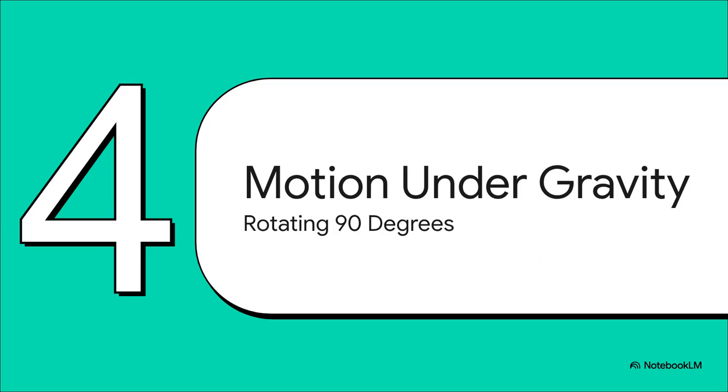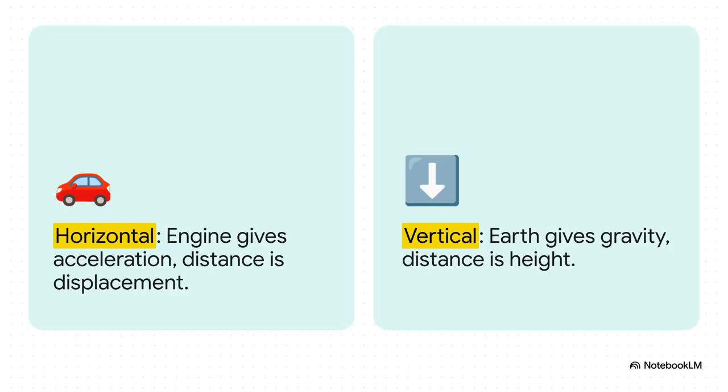All right, section 4, motion under gravity. Now I want you to prepare for what I call the turn. We're going to rotate our entire mathematical perspective 90 degrees and face the sky. So here is the absolutely crucial point. Our master equations do not change at all, not one bit. The only thing that shifts are the specific variables we're plugging in.